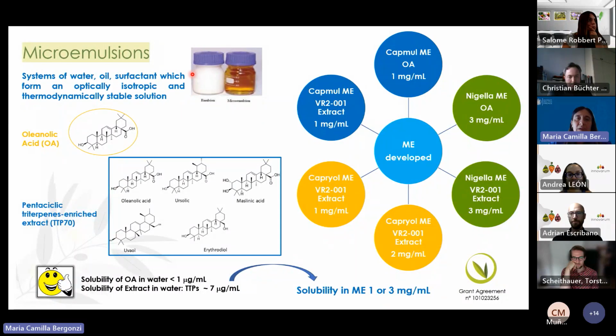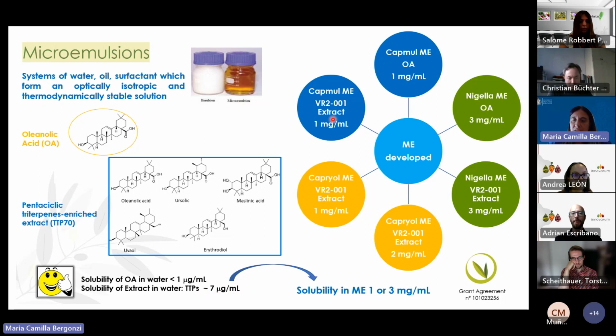Systems, while emulsions are a milky system, a biphasic system with a very big droplet of the inside phase. We developed different macroemulsions to improve the solubility both of oleanolic acid and of an enriched extract of pentacyclic triterpenes that contains a very high amount of oleanolic acid. Both oleanolic acid and the extract are poorly soluble in water: the solubility of oleanolic acid is less than 1 microgram per milliliter, and the extract has a solubility of about 7 micrograms per milliliter.